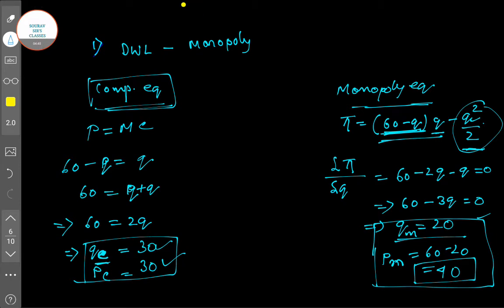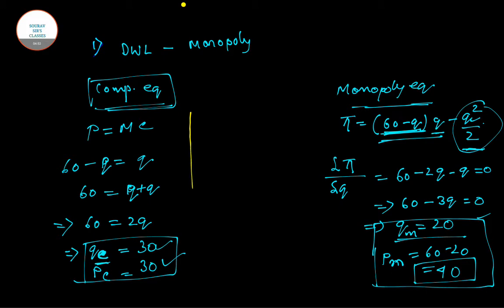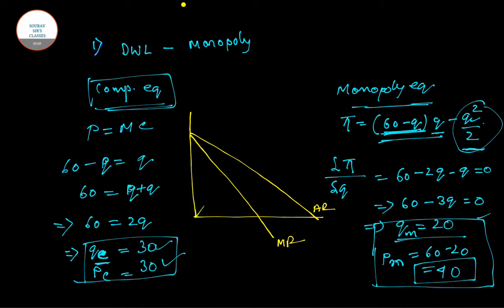Now what we can do is find out the deadweight loss. So how do we find the deadweight loss? For that, first of all we have to draw a diagram. In this diagram we'll draw the AR curve and MR curve. This will be the AR curve, this is the MR curve, and this will be the MC curve, which is constant.